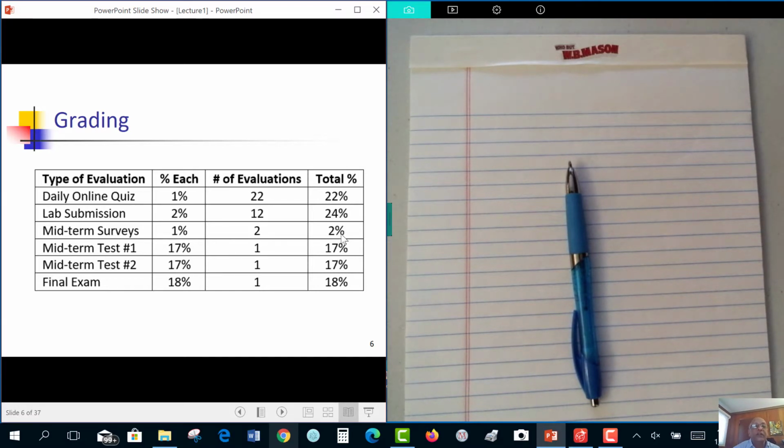Since the course is asynchronous, I really want to know how things are going. So I will show you in the schedule when these surveys would be. And then, of course, we are going to have 2 midterm tests, 17% each, and a comprehensive final exam, 18%. When I used to teach in person, I did not need these surveys because I would meet students every week, 3 times at least, and I could get a sense of how things are going. So I borrowed 1% for these midterm surveys because our course is online.